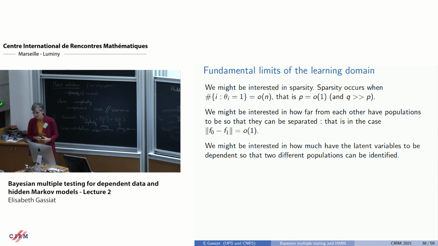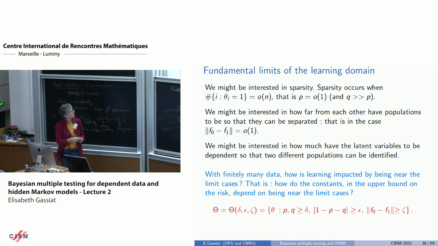Also, we are interested in understanding how much separation you need to be able to recover the populations. Because, of course, if you just have one population, you don't recover two populations. They have to be distinct. But we hope that they do not have to be so far away as in the independent case to recover things. And also, because this was the discussion at the beginning, it's about dependence. You want to understand how much P plus Q has to be different from 1. And we want to understand that on finitely many data. How is learning impacted when you are near the limit cases? So this is the question of the fundamental limits of the learning of hidden Markov models in these situations.